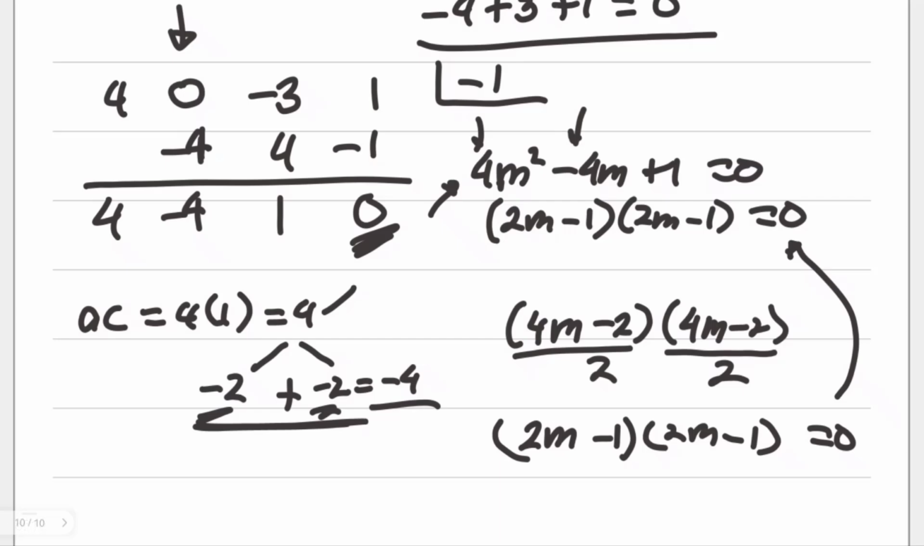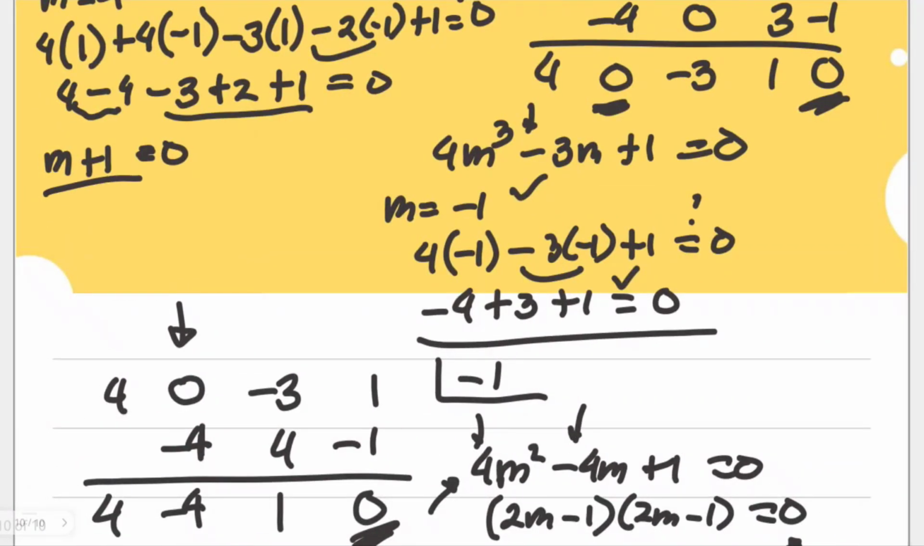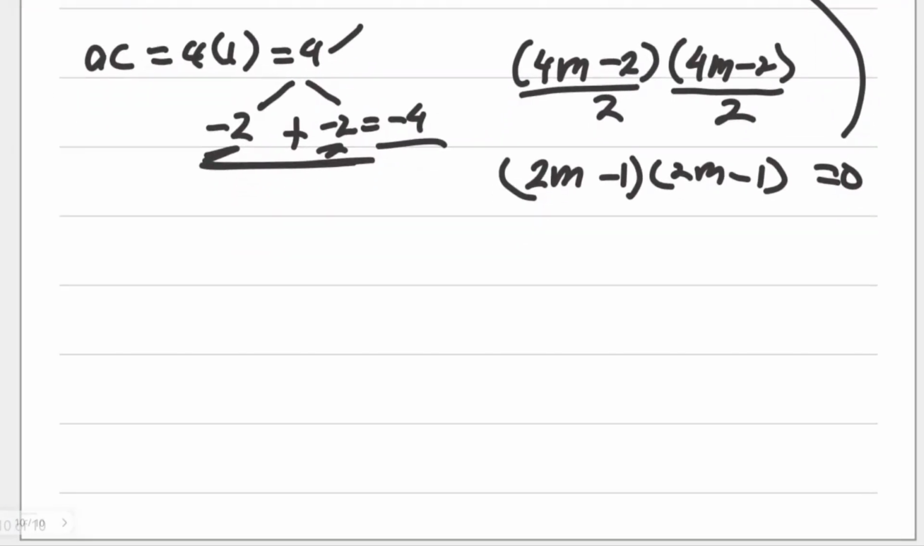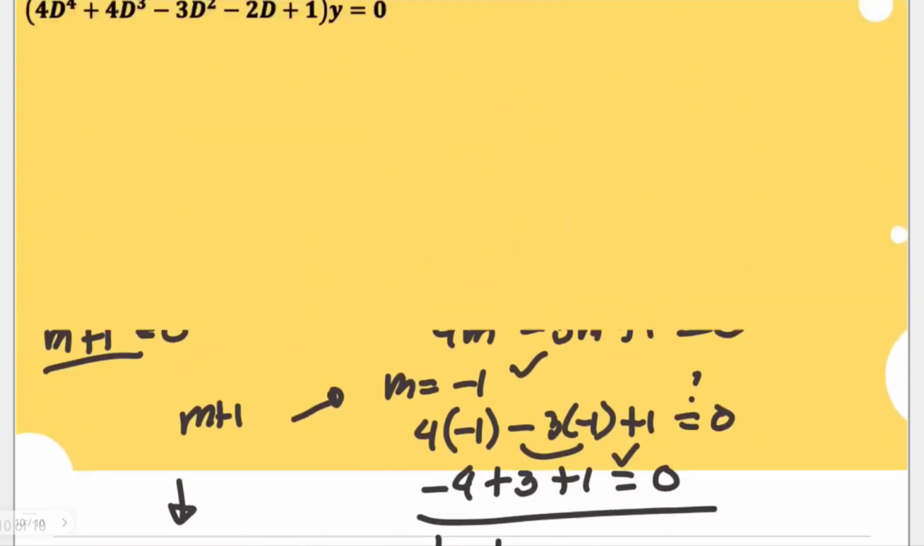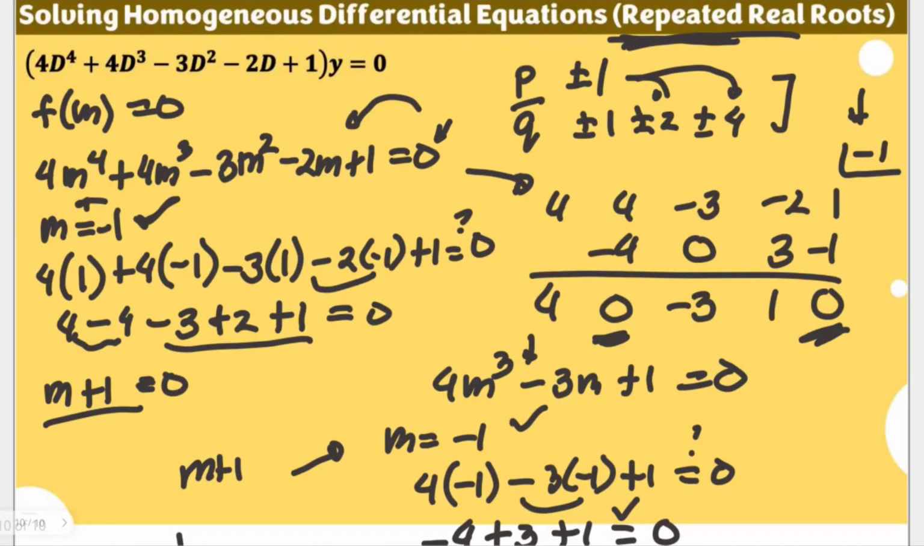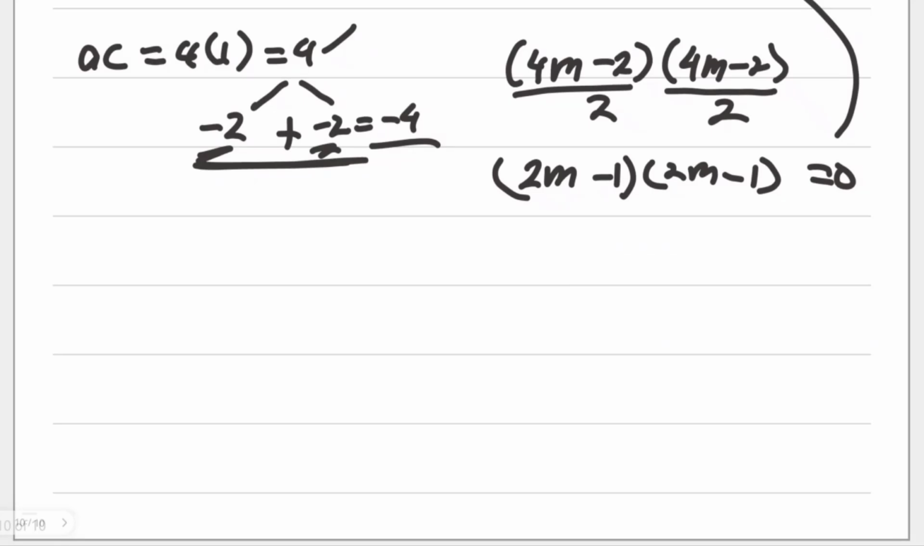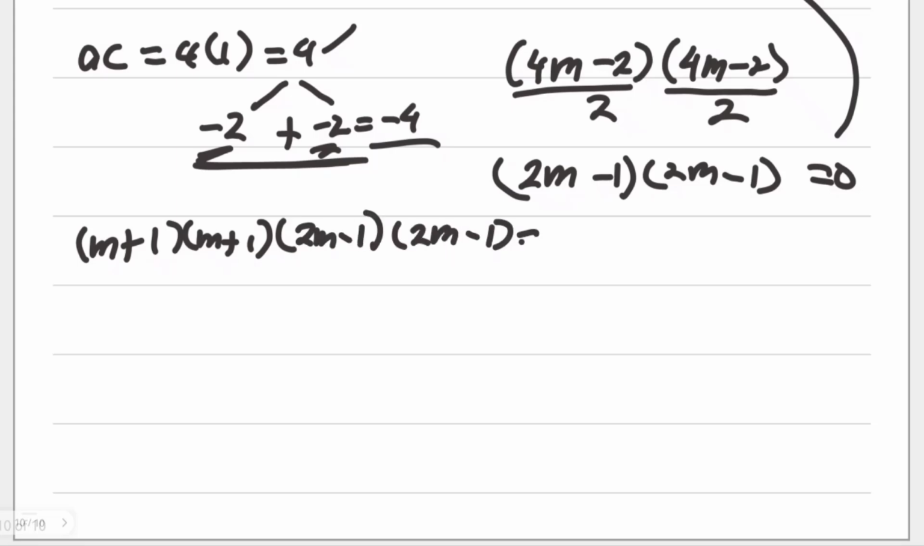So finally, we have verified our 4 factors. You have m plus 1 here, because this is our root, this is also another m plus 1. Then you have 2m minus 1 and 2m minus 1. Hence, this given auxiliary equation is equal to m plus 1 times m plus 1 times 2m minus 1 times 2m minus 1 equal to 0.